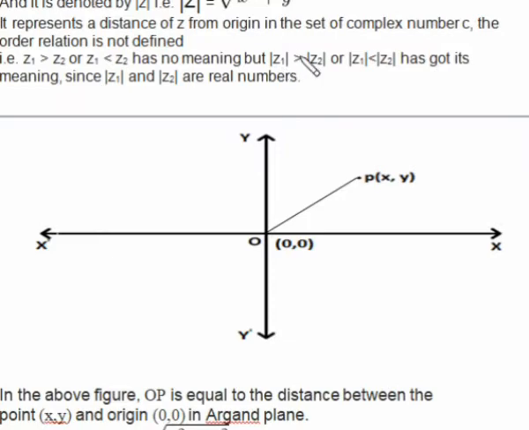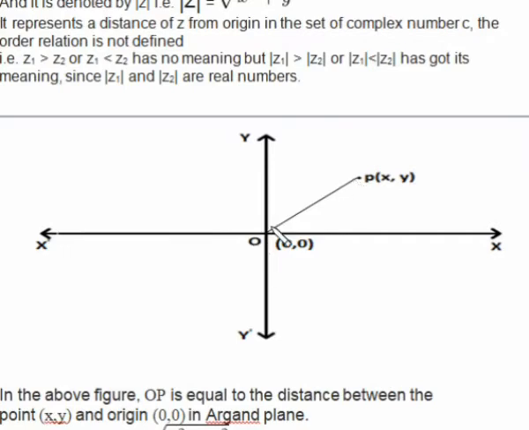The mod of z1 being greater than mod of z2, or mod of z1 less than mod of z2, has meaning since mod of z1 and mod of z2 are real numbers. Now this is the presentation: x-axis and y-axis. Here is the origin 0 and here is the point P. This is the complex number.